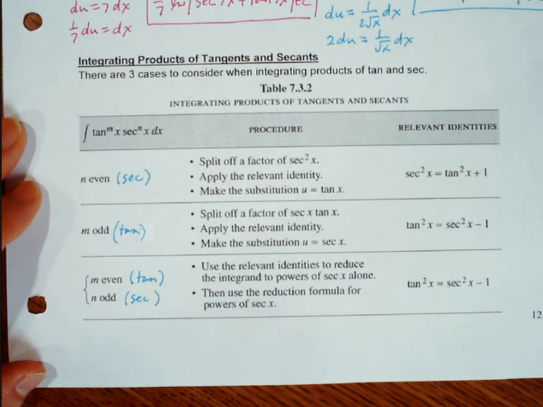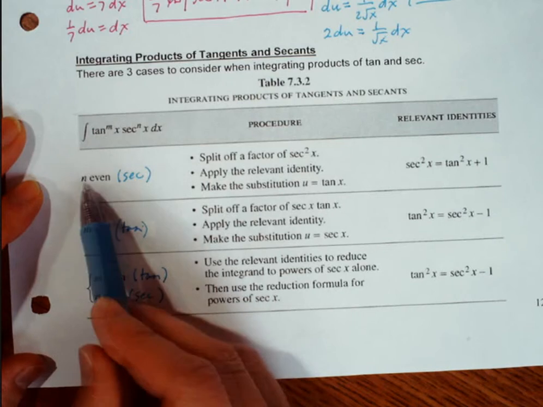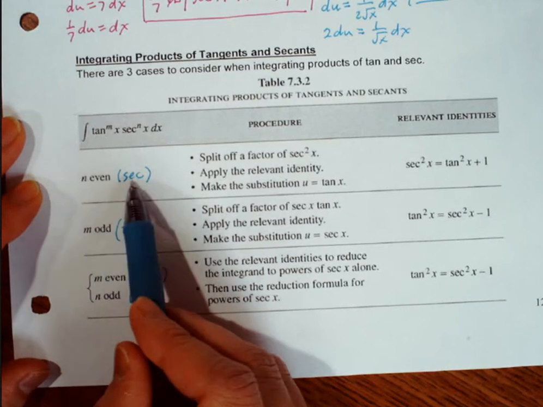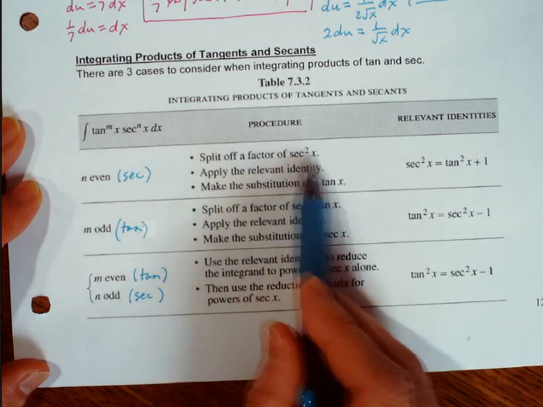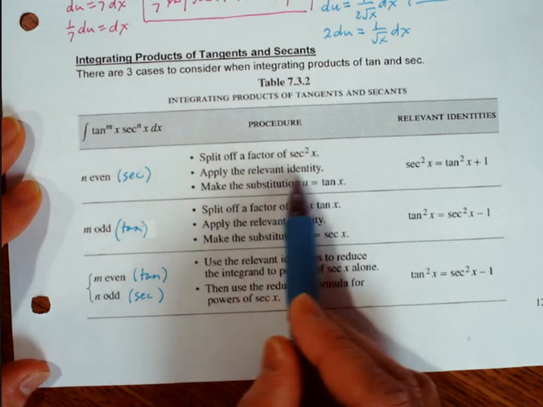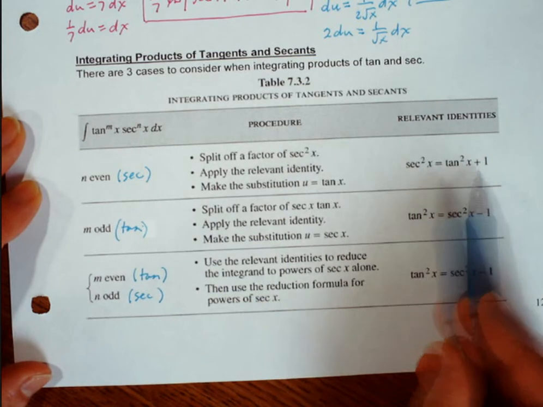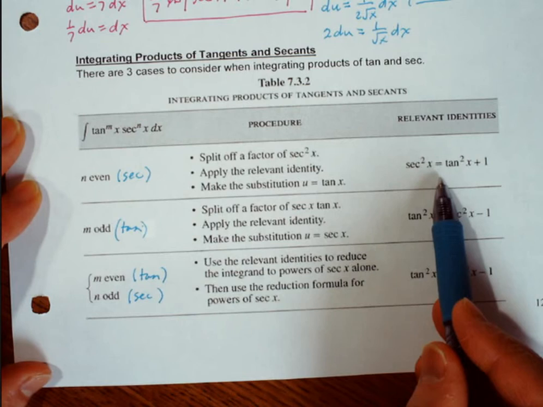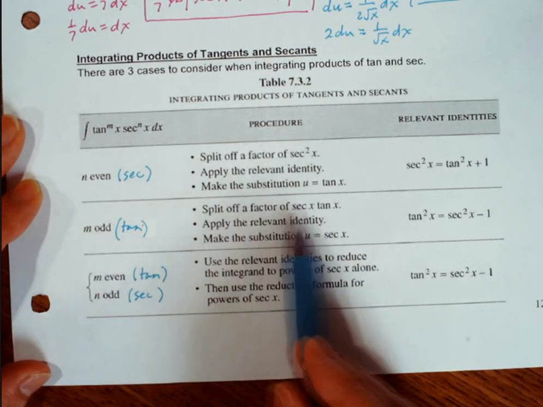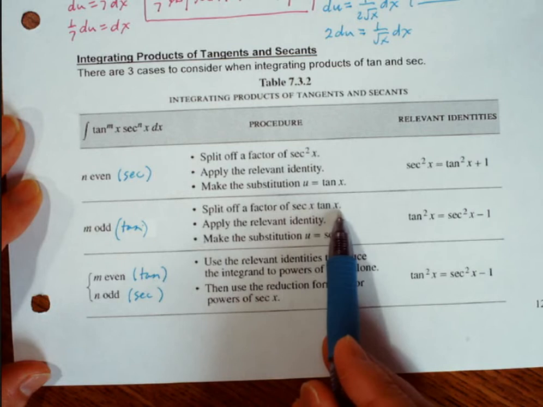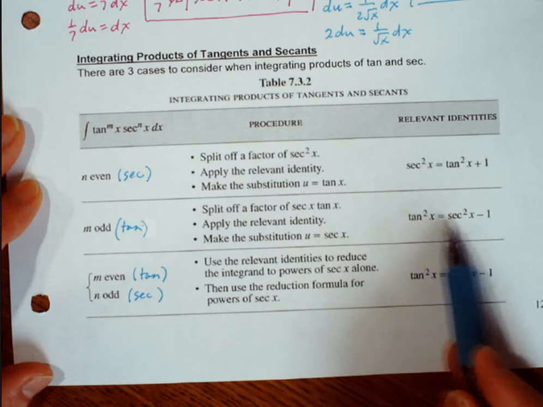If you look at this table, when n is even, and so when secant is even, you're going to split off a factor of secant squared, and then apply the identity that goes with tangent squared x plus 1 is equal to secant squared. And then if tangent is odd, we're going to split off a factor of secant x tangent x, and then apply the relevant identity, which is tangent squared x is equal to secant squared x minus 1.